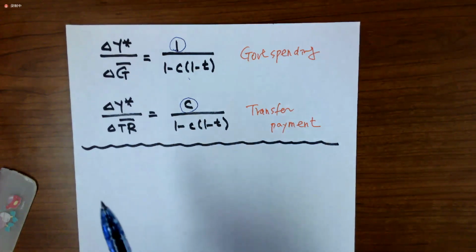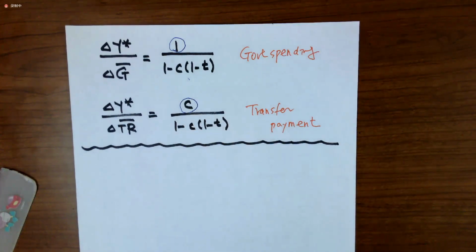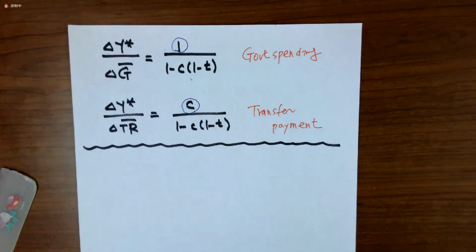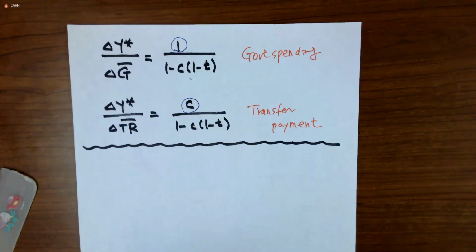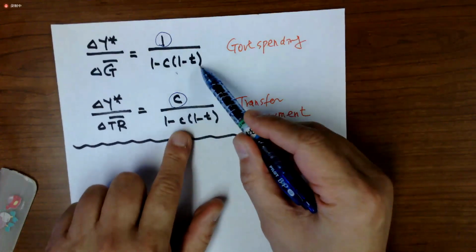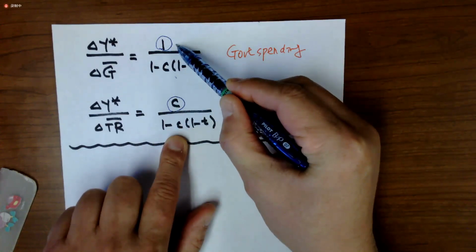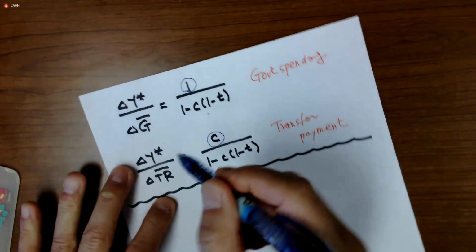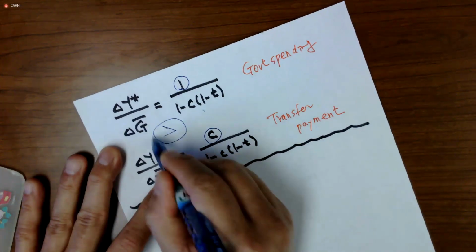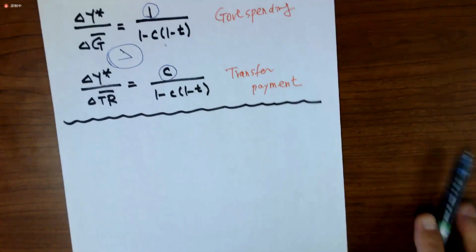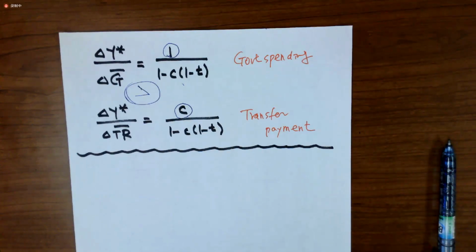Government spending multiplier, correct? Yes. So therefore, when they have the same denominator, this one has a larger numerator. The result is that the government spending multiplier will be larger than the transfer payment multiplier. Agree?